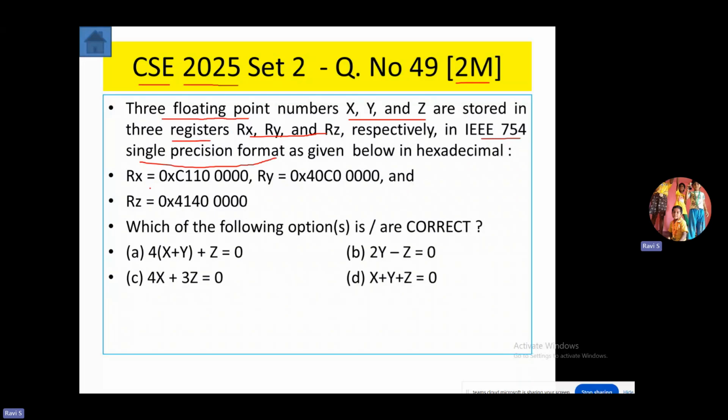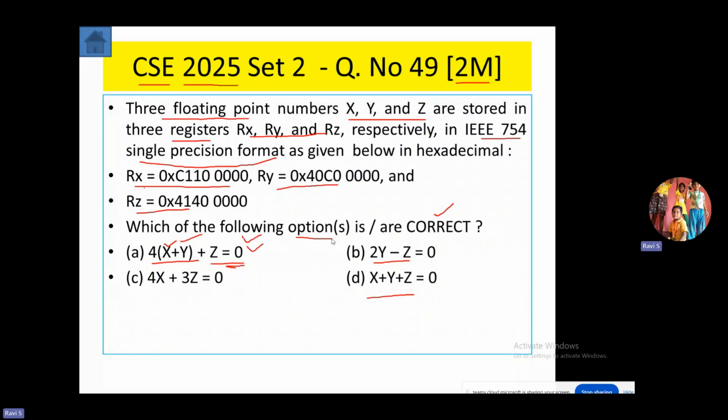The values in terms of hexadecimal are given for Rx, Ry, and Rz. Some expressions are given, something like 4 times x plus y plus z is equal to 0. We need to verify by substituting the values of x, y, and z in this equation, and ensure that it is going to be 0. If it is 0, then the expression is said to be correct. Like that, we need to verify all 4 options, and identify which options are correct.